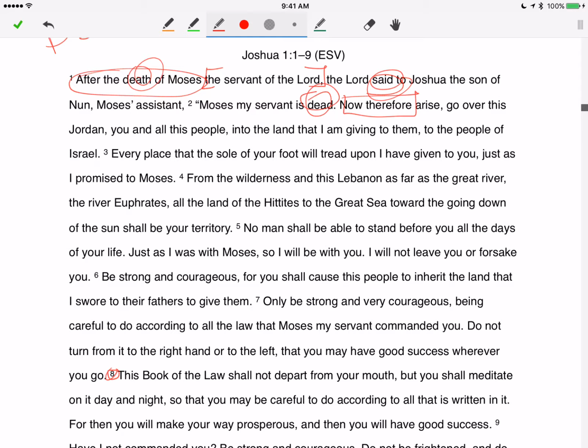Now therefore arise, go over this Jordan. So this is a significant moment in Israel's history. Moses was not allowed to go across the Jordan because of his disobedience, and if you read the history of Moses, there's definitely more insight into that. But ultimately, we have a promise that's reiterated here. Again, go over this Jordan, you and all this people, into the land that I am giving to them. That's going to be important.